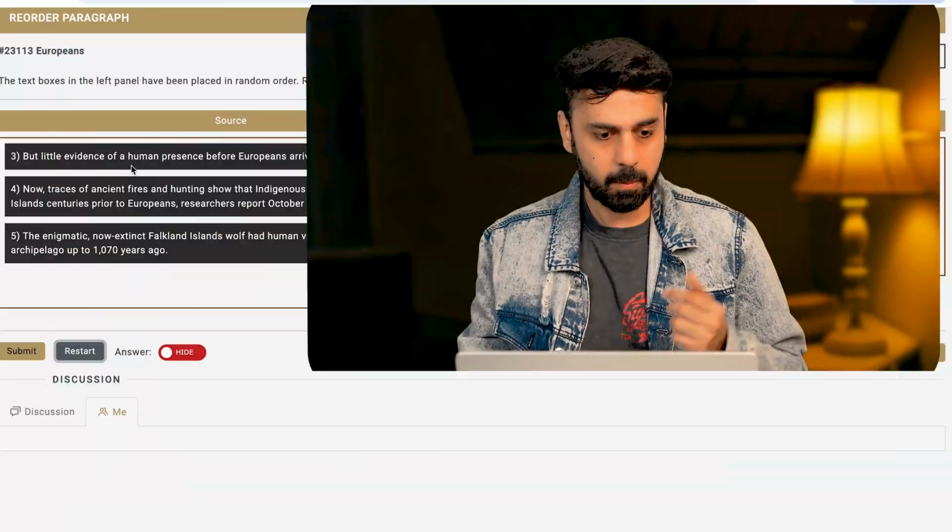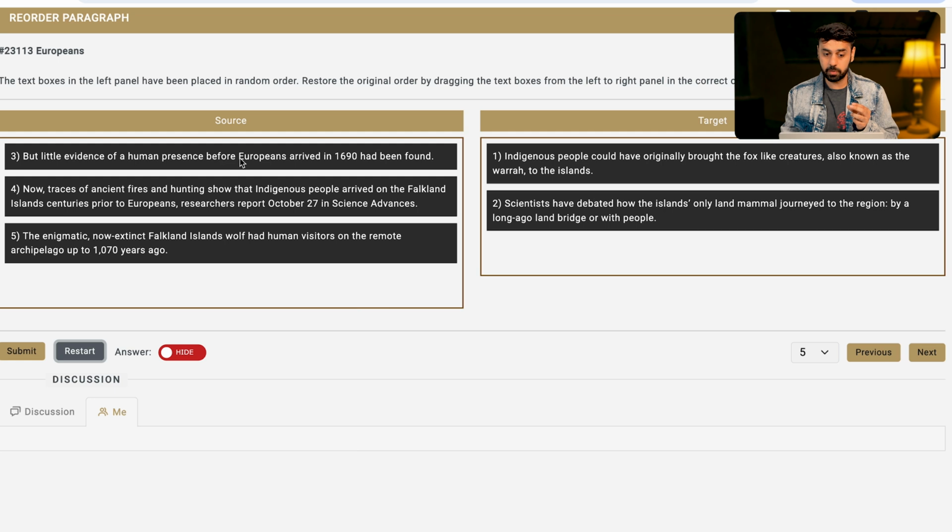Okay. Now, let's do the same thing with number 3. But little evidence of a human presence before Europeans arrived in 1690 had been found. Over here, they're talking about the evidence of human presence, which they are saying in the first one as well, that maybe they could have brought the fox. They're not sure. But over here, they're saying they have debated.